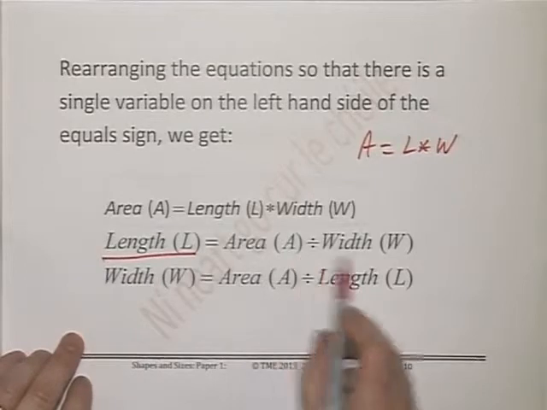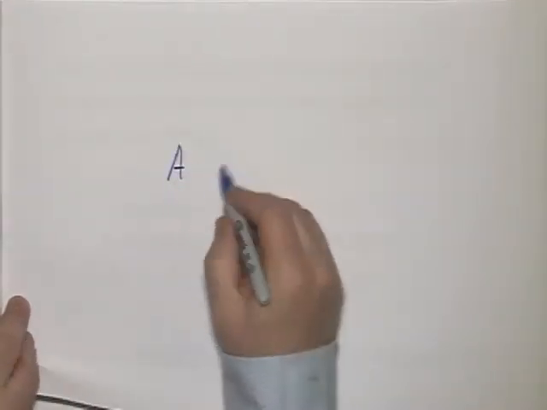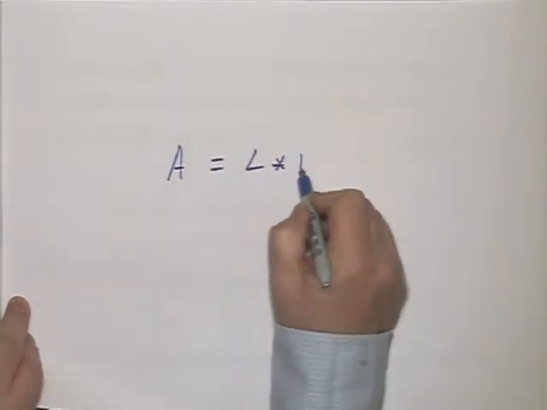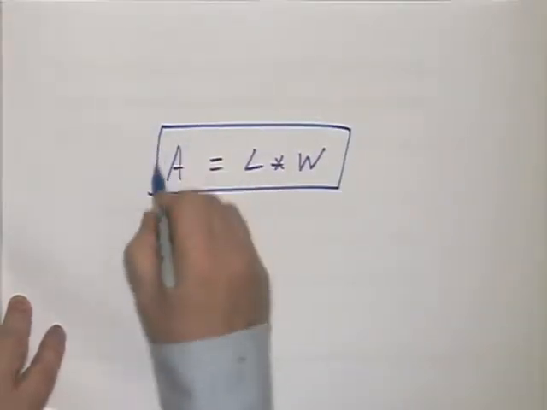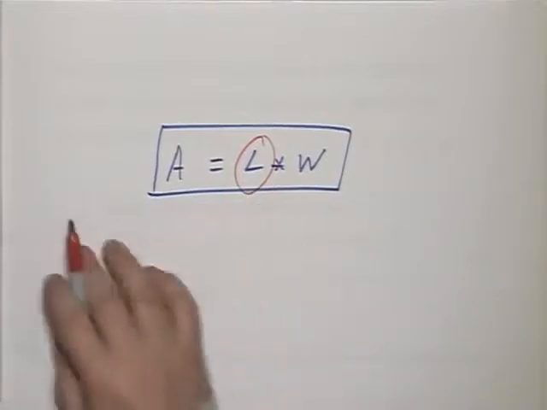L is A divided by width. In other words, if I just wanted L, well, the way I do things is really very, very measured. It's step by step. A is L by W. Somebody says to you, please find the value for L. And you say, I want L to be on the left-hand side.